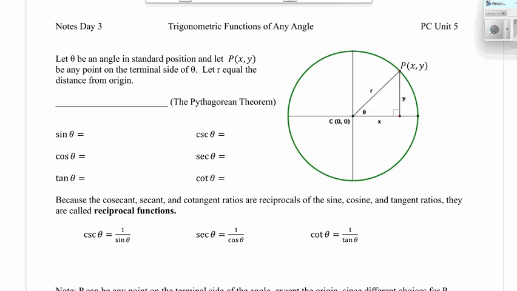All right, today we're going to talk about trigonometric functions of any angle. Let theta be an angle in standard position and let the point P(x, y) be any point on the terminal side of theta. Let r equal the distance from the origin.